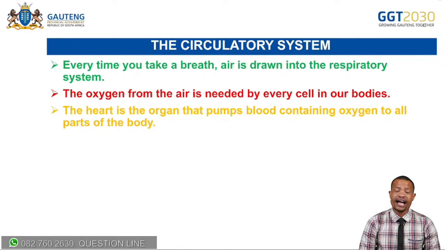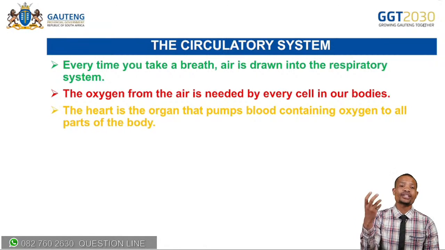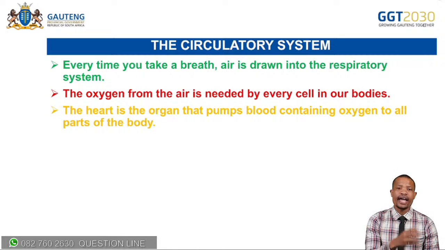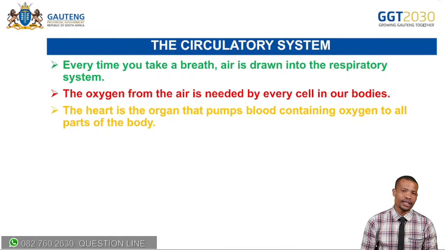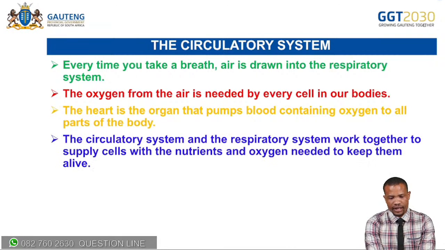Right. So the heart is the organ that pumps blood containing oxygen to all parts of the body. Okay, so we need the respiratory system to get the oxygen, and we need the heart to pump blood that contains this oxygen to the rest of the body. Right, so the circulatory system and the respiratory system work together to supply cells with the nutrients and oxygen needed to keep them alive.